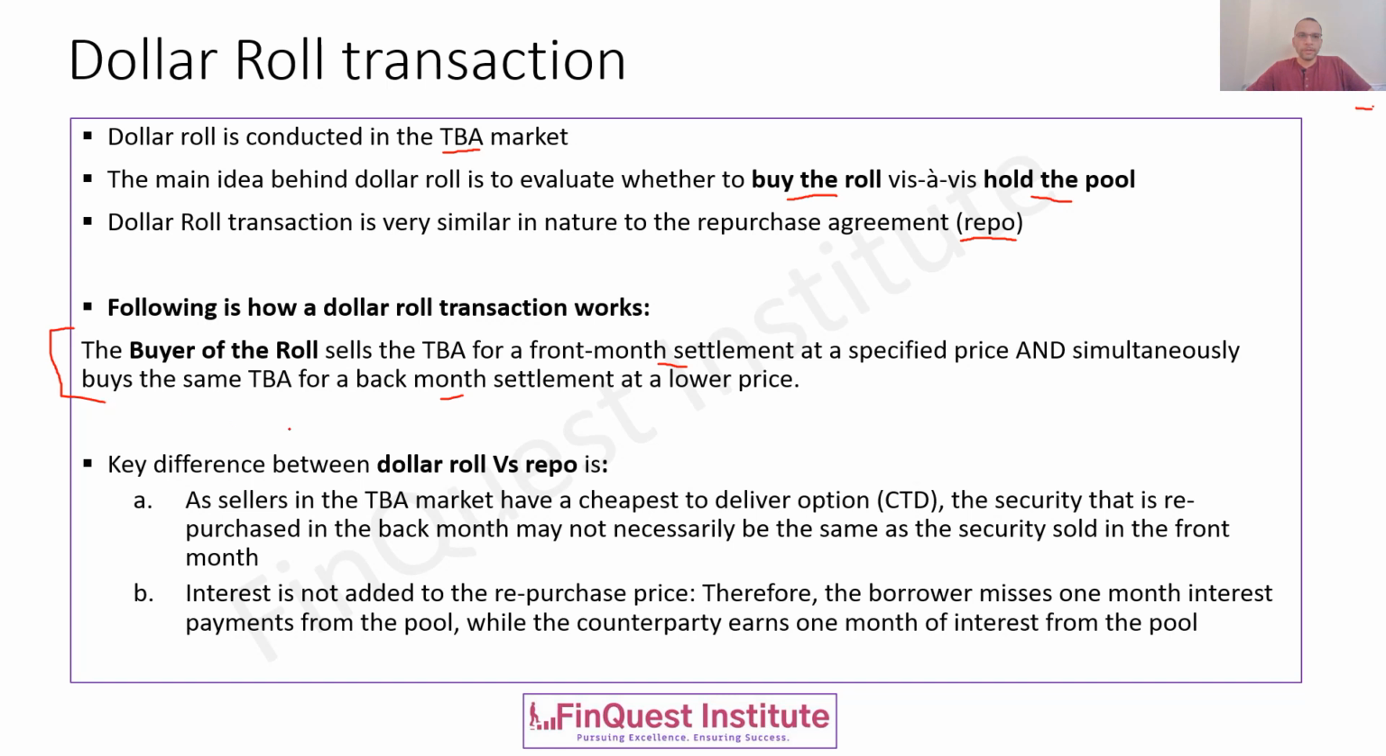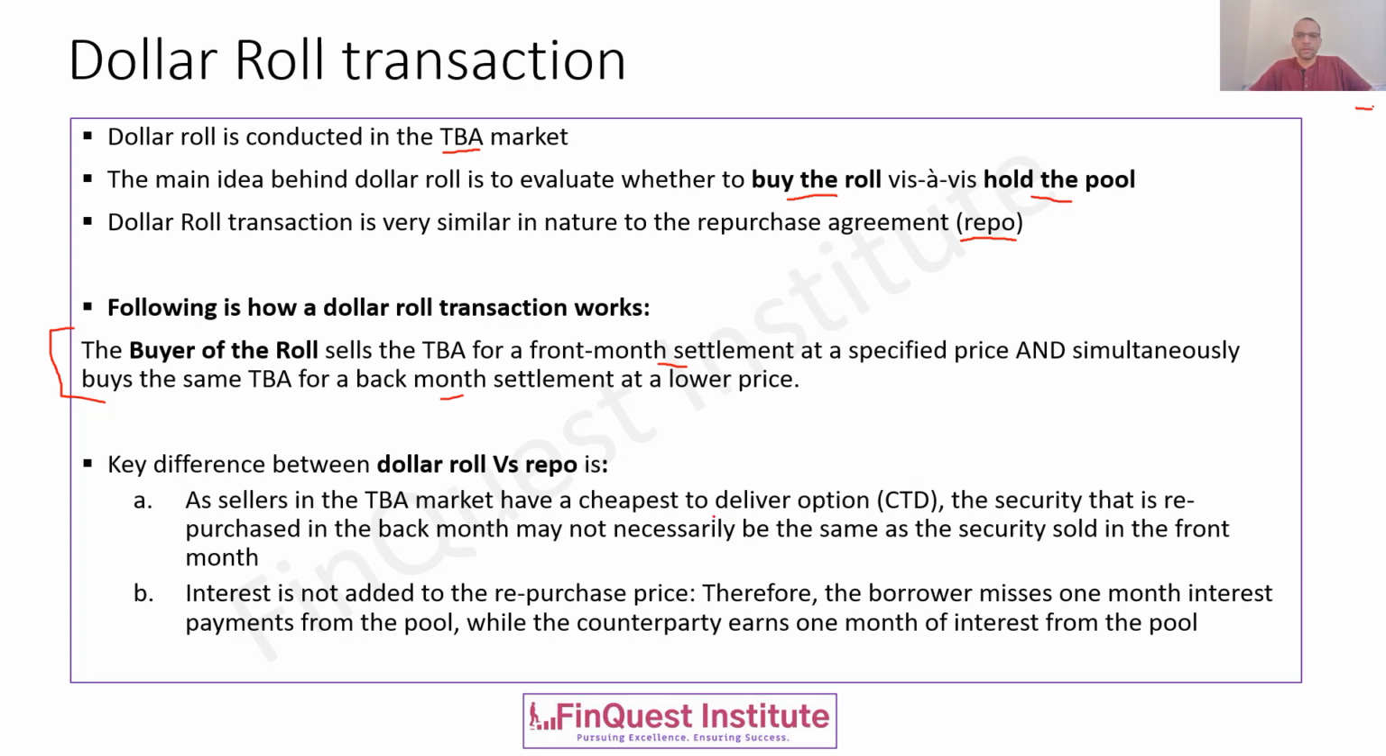The exact transaction we'll discuss through a numerical example, which will bring more clarity. Before we go to the numerical, it would be a good idea to quickly review the difference between a repo transaction and a dollar roll transaction. Firstly, in a TBA market, we have the CTD option, the cheapest to deliver option. We frequently come across this in interest rate futures. When the counterparty has to deliver a certain bond, they can select a cheapest to deliver bond.